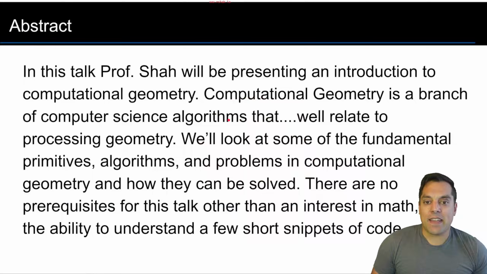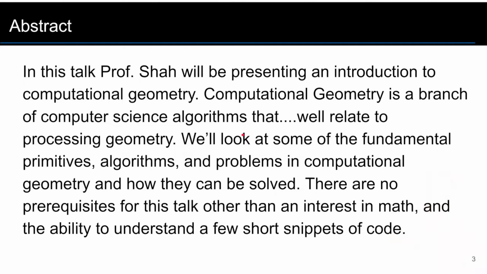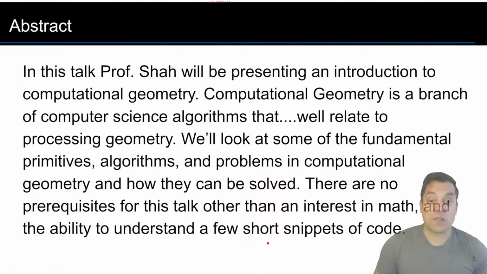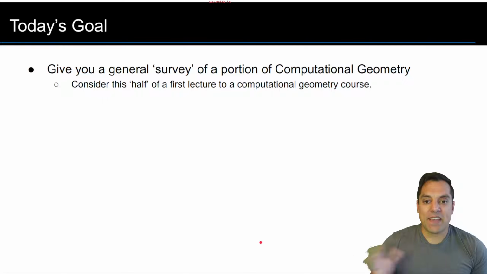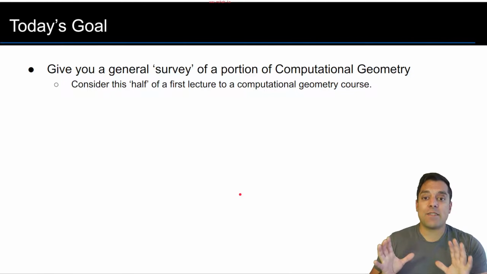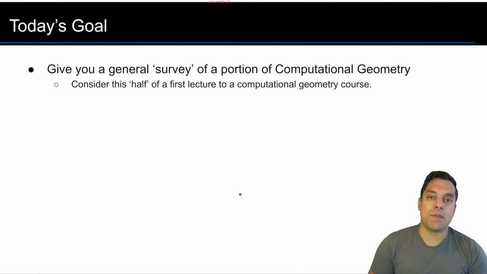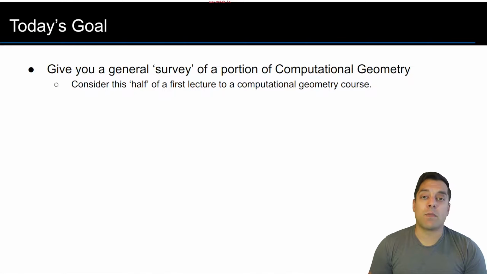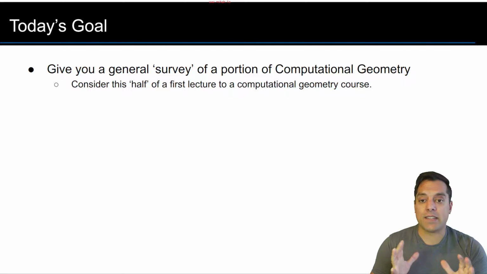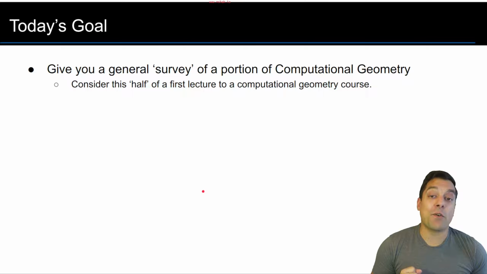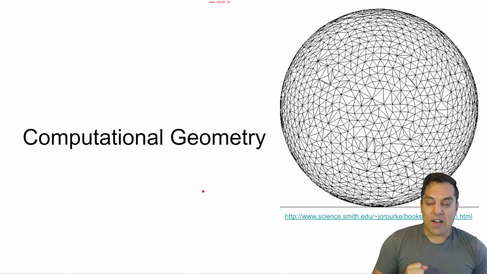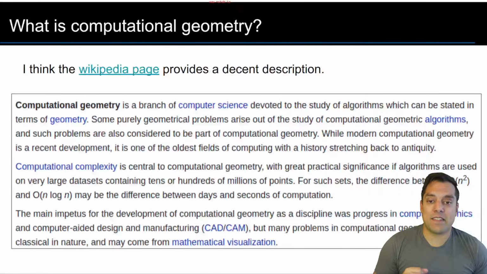So this is just going to be a high-level introduction to the various things that might be interesting here. Here's sort of an abstract if you want to decide if this is worth your time to commit the next 40 or 50 minutes to. But here's the goal: just to give you a high-level survey of computational geometry and some interesting problems to solve. This is by no means comprehensive, but again, I think it'll be interesting for you to think about here.